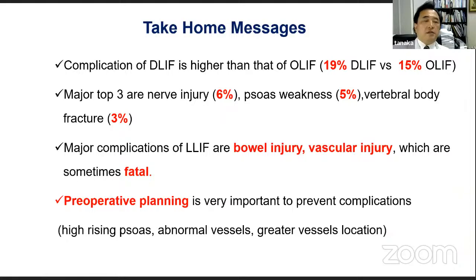Take-home message of my talk. Complications of the direct lateral approach are higher than those of the oblique approach. The top 3 complications are nerve root injury, psoas weakness, and vertebral body fractures. Major complications of LIF are bowel injury and vascular injury, which are sometimes fatal. Preoperative planning is very important to prevent complications. Thank you for your attention.